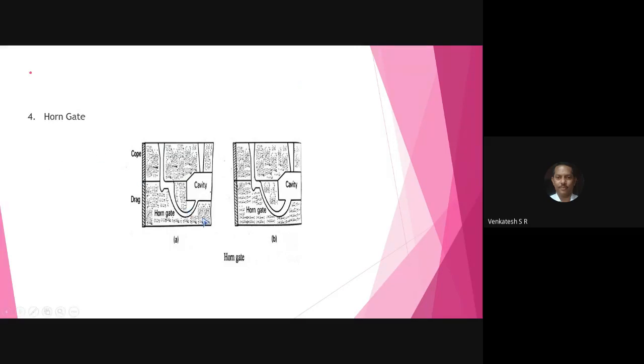Simple. The horn gate. All of you see the horn of the cow or buffalo or bullock. The same shape of the gate is used for filling of the mold cavity. That's called horn gate. You have 2 types of gates here. They look the same, but they are different ones. And you can use this gate for filling of the mold cavity.